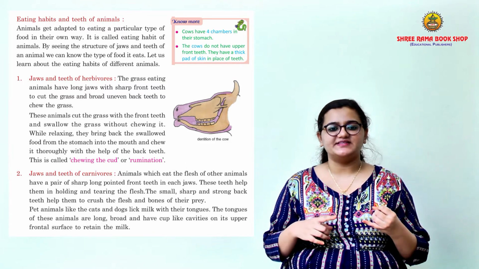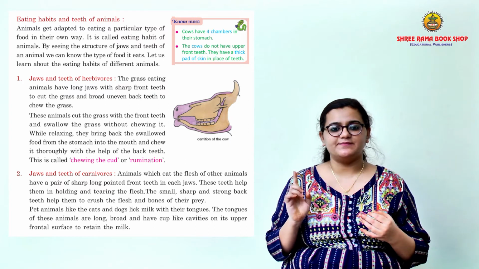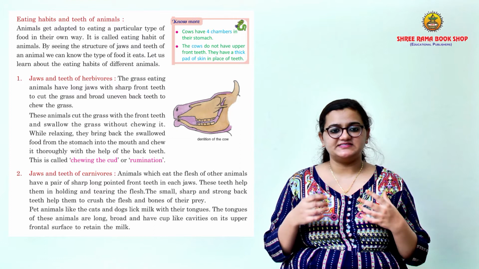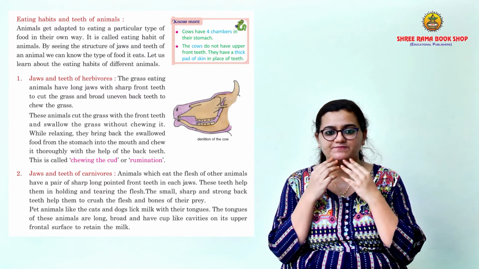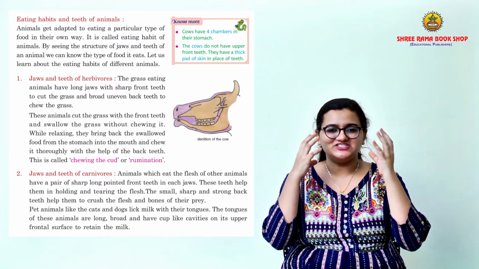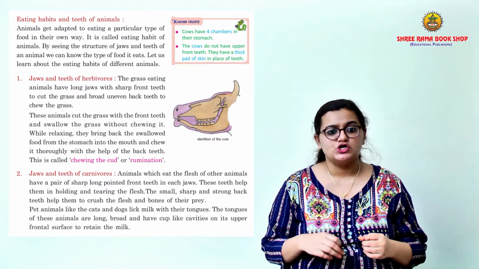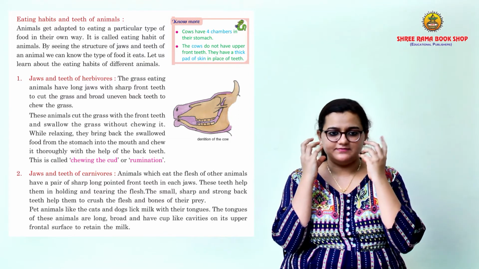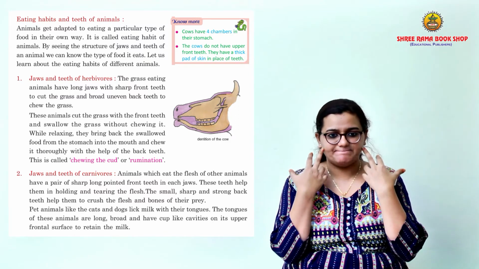First, the jaws and the teeth of herbivores. You can see the picture there clearly. Yes. So the grass-eating animals have long jaws with sharp front teeth to cut the grass and broad uneven back teeth to chew the grass. So these animals cut the grasses with the front teeth and chew with the teeth present in the back.